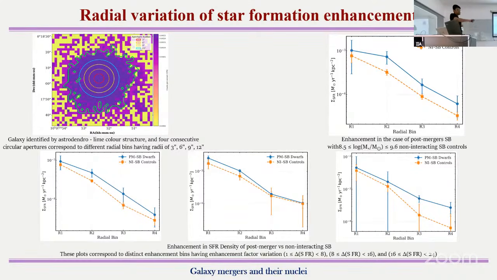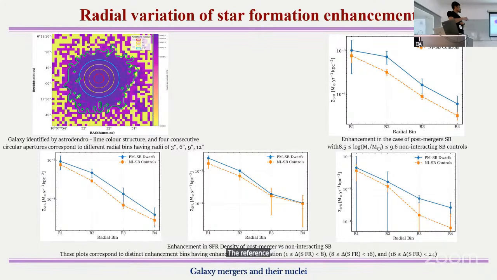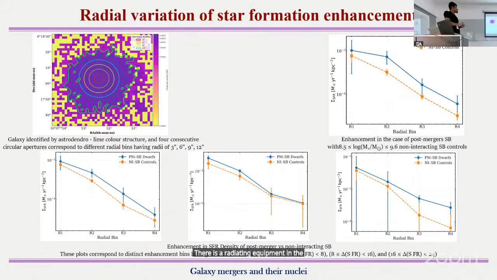So this is by considering the similar kind of enhancement. The enhancement factor for this part is from 1 to 8, and then from 8 to 16 and 16 to 20. Even though we are not able to discern any difference in the properties of star formation in the starbursting post-merger and non-magnetic starburst, there is a clear pattern that there is a radial decrement in the star formation at surface length in both kinds of dwarf starburst.